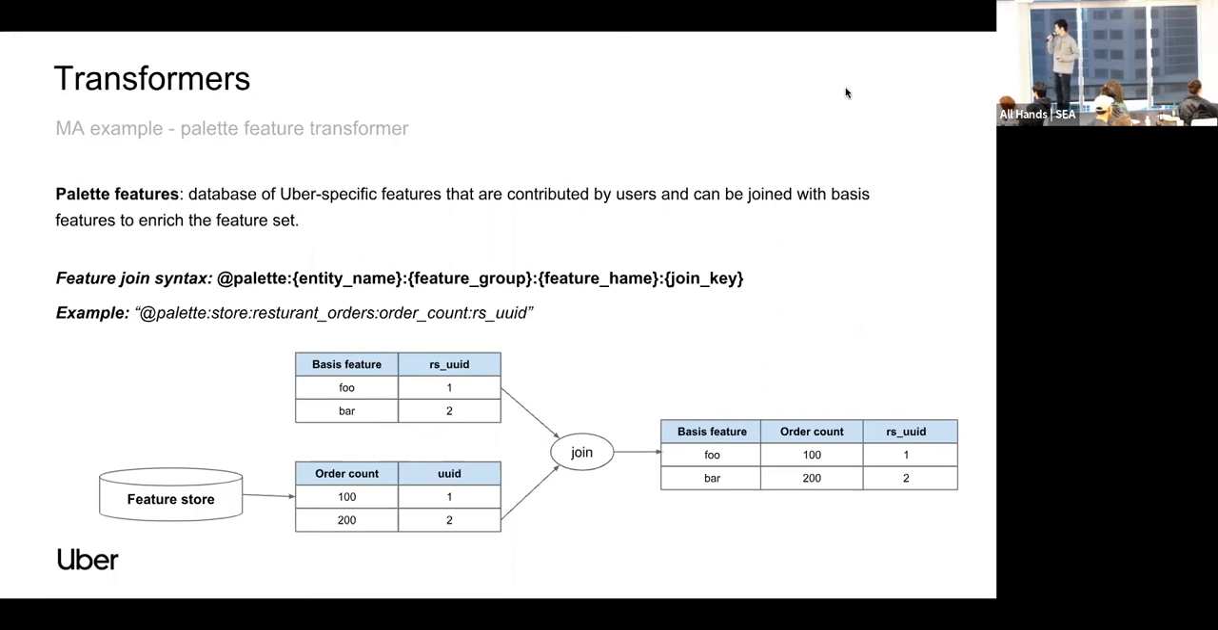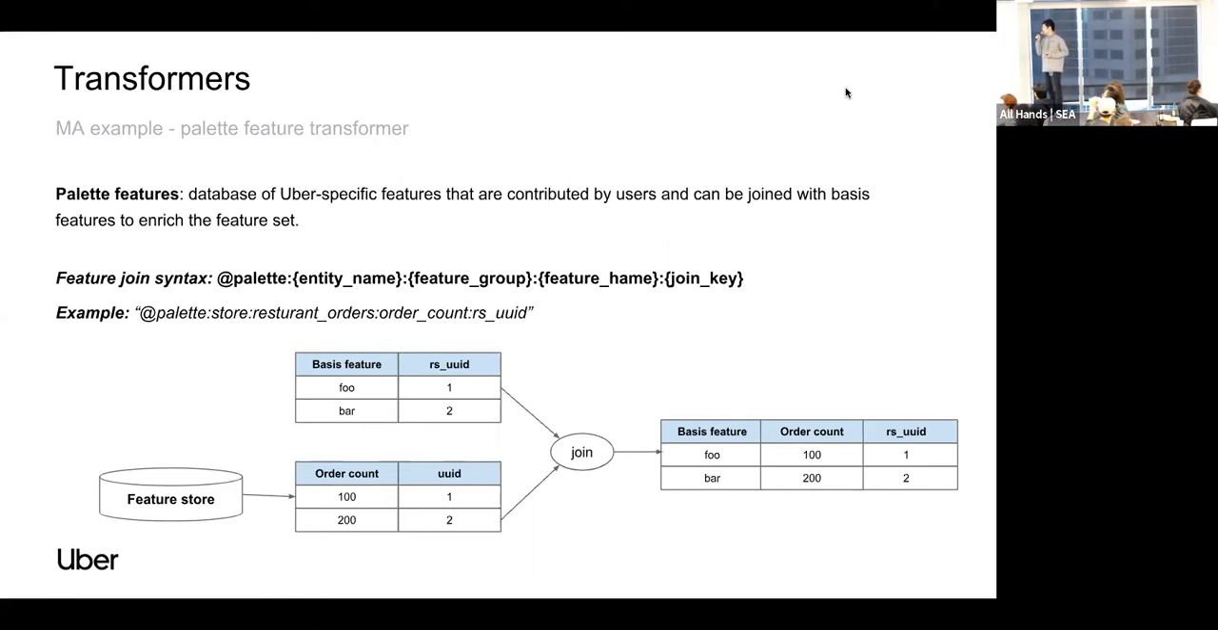So this graph shows an example. Let's say we have a restaurant order Hive table that has an order count column as the common feature. It has a unique UUID as its identifier. And then we join this UUID with the RS UUID of a basis feature dataset. And after joining, we see we got a much wider dataset. It contains both the basis features and also the order count feature from the common feature store. So by the way, when we design the common feature store, every record will have a UUID column that has some meaning.